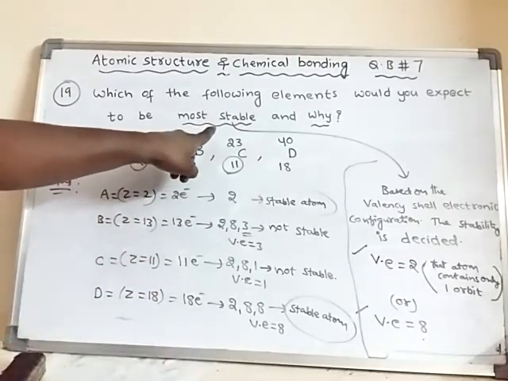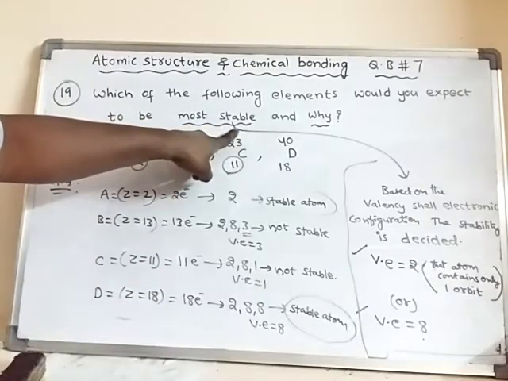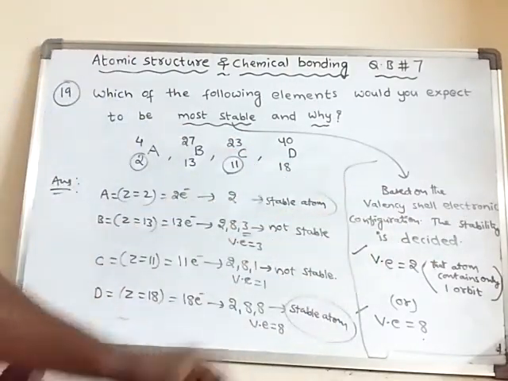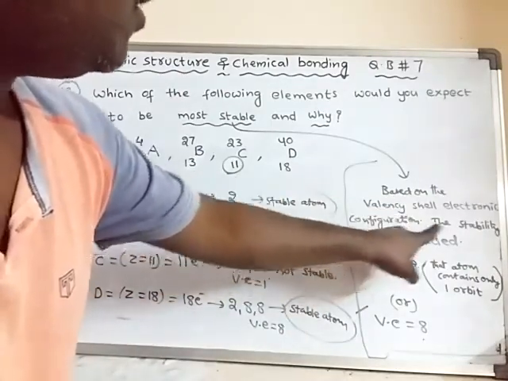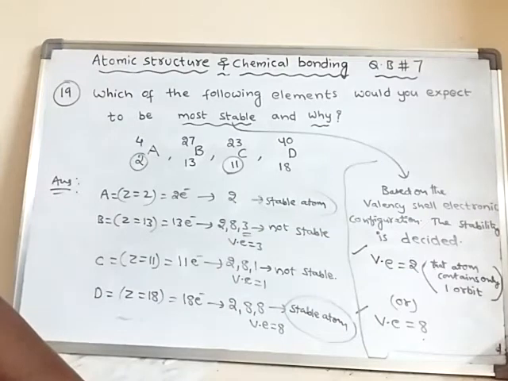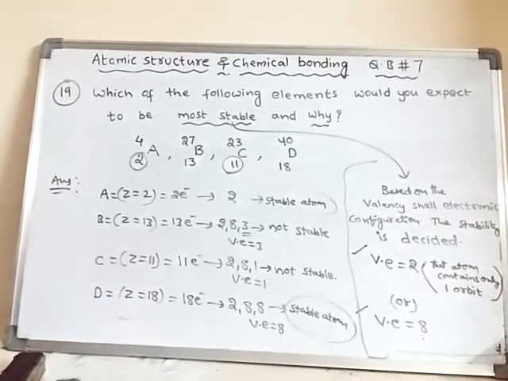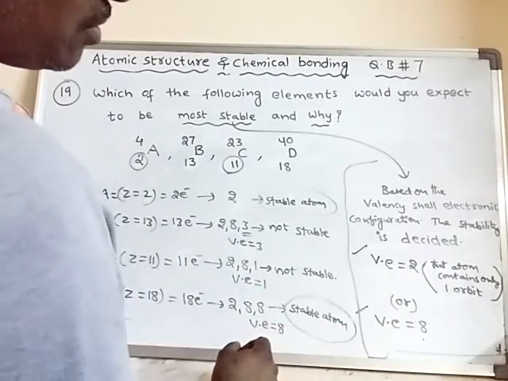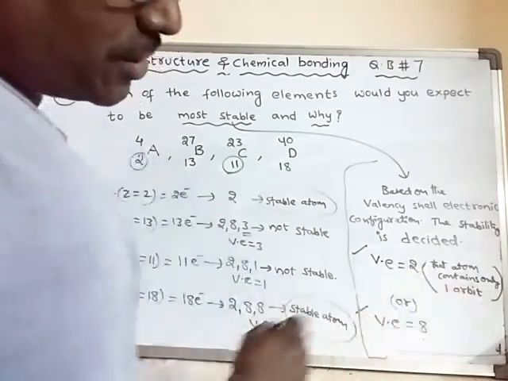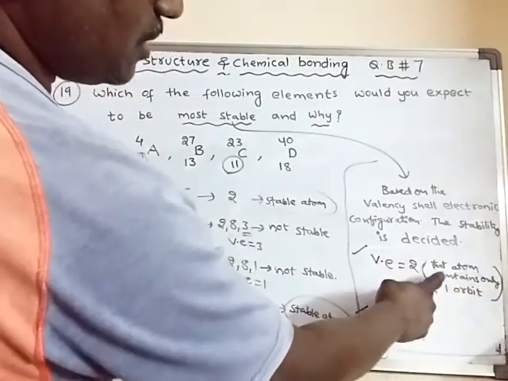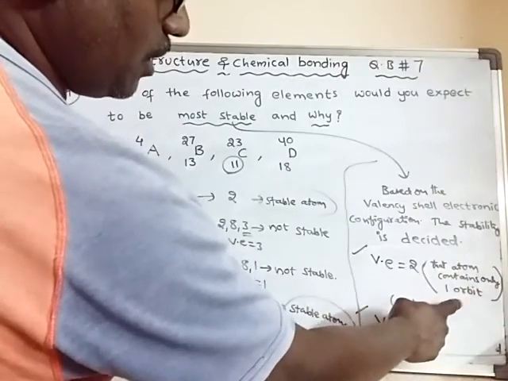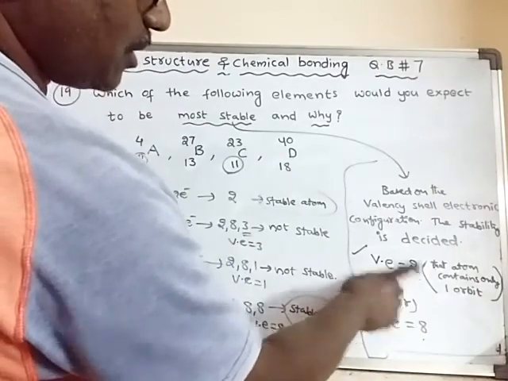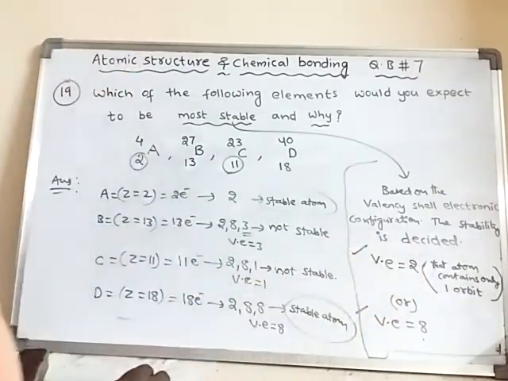Generally, the stability of an atom is based on the valence shell electronic configuration. Based on the valence shell electronic configuration, the stability of the atom is decided. If the atom contains only one orbit and the valence electrons number is 2, then that atom is a stable atom.